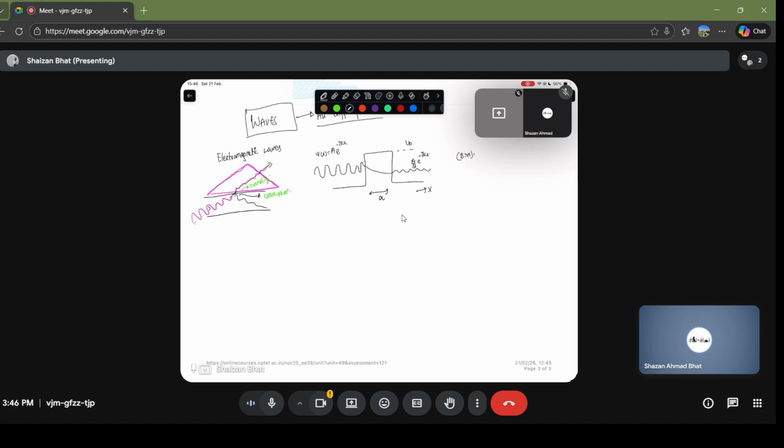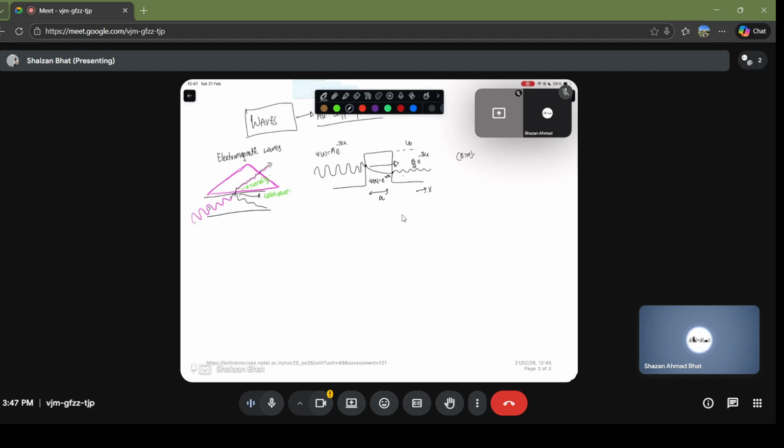So there's the essential thing. The amplitude is reduced, but internally this wave function will be some e to the power minus alpha x. That is the essential thing, and that means the electron hits the barrier and it tunnels, boom, to the other side, and you are able to find the electron on the other side.